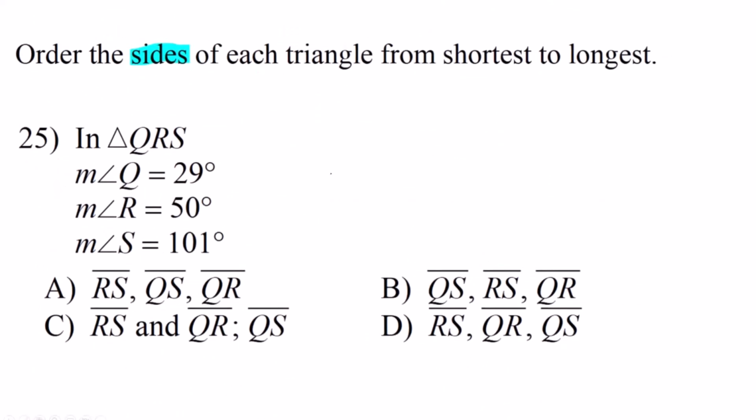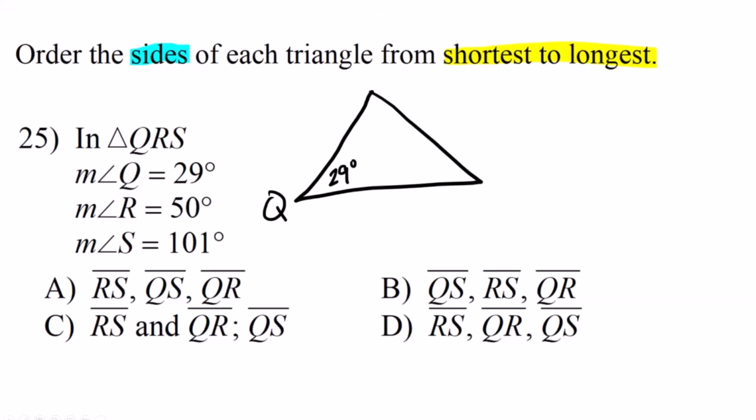Okay, now we're going to order the sides of each triangle from shortest to longest. And you probably can do this without a diagram, but this one, I need to write it out. I need to have something to help me visualize this. So one of the angles is going to be 29. That's my Q. Then I have R is 50. I know it doesn't matter where I put them in. And then S is 101. I know that's not drawn to scale. It doesn't even look like it's bigger than 90, but it doesn't matter because you're just doing this to kind of get an idea of which sides are opposite of which angles.